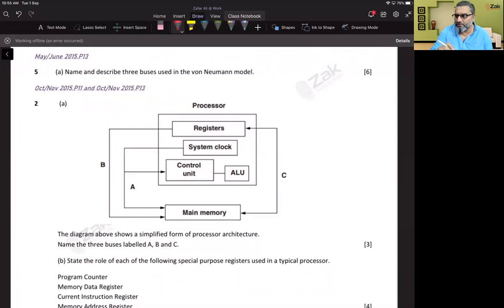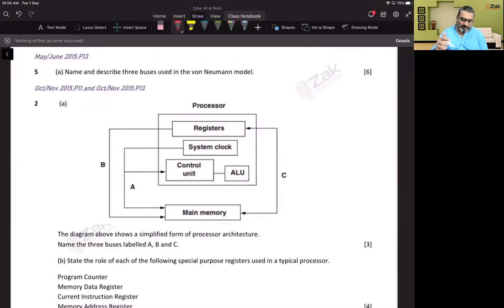And then we have got control bus used to transmit control signals. For example, read, write, fetch, and the address of the first instruction of the program. And dedicated bus, since all timing signals are generated, clock is attached to the system using this bus. And then we have got October, November 2015 P11.